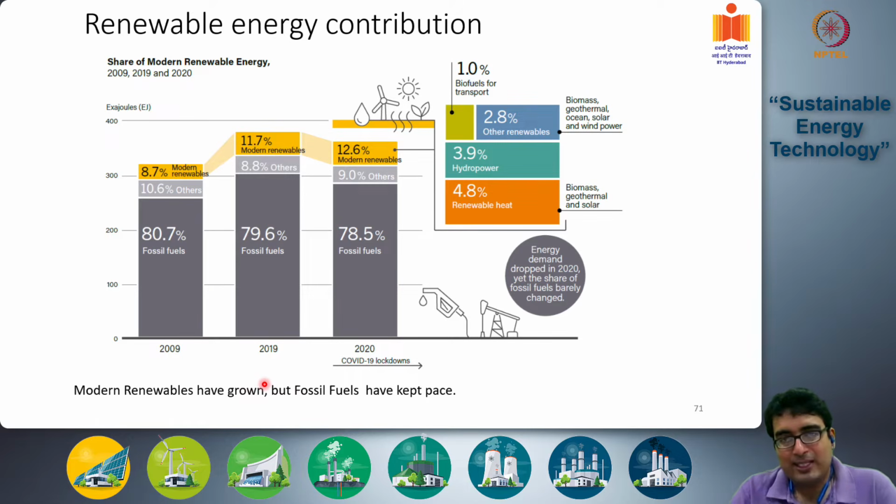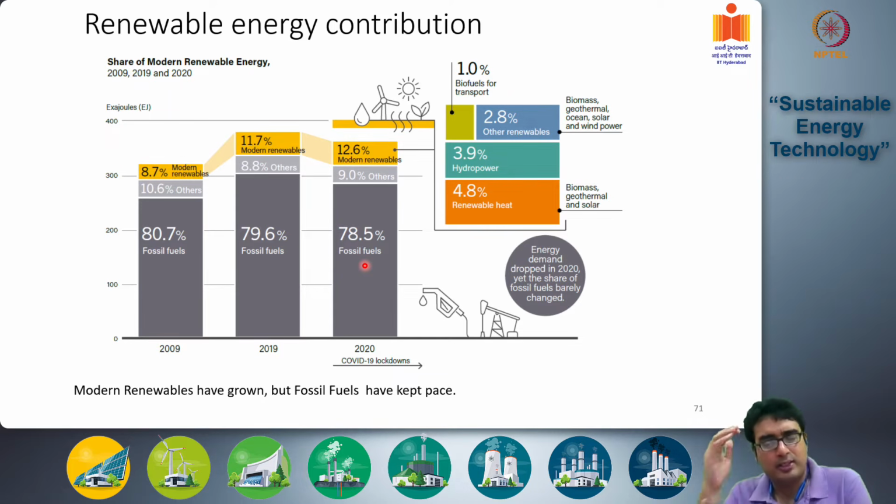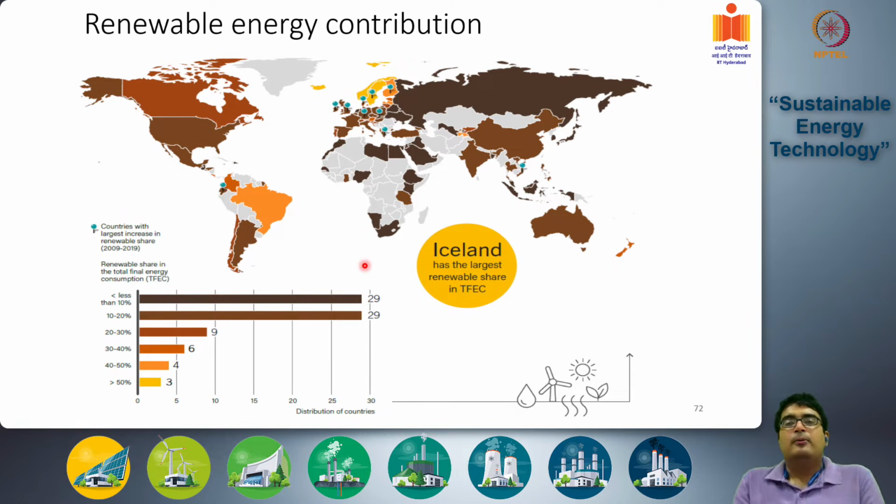What is the situation in 2019? 11.7%, which increases to around 12.6% in 2020. So there has been an increase of around 3% to 4%. Not significant over the last 10 years, but some increase has happened. And the fossil fuel share has similarly decreased by around 1-2%. But still, the increase has been modest and is far from what is necessary to effect the kind of zero carbon energy transition that we had been talking about in the previous few classes.